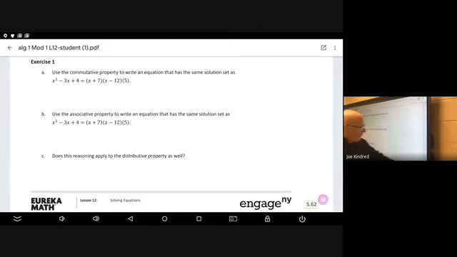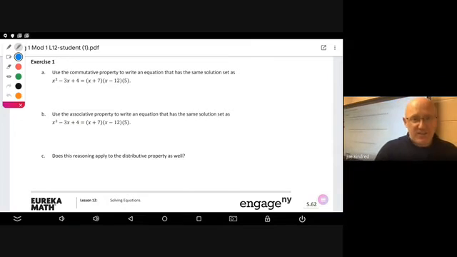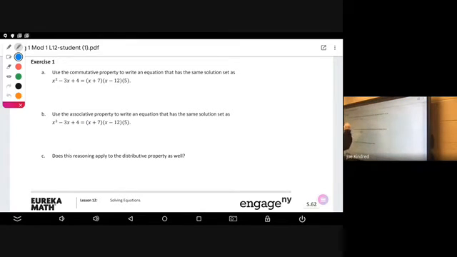Here's another example. It says, exercise 1A, use the commutative property to write an equation that has the same solution set as this. So here we go. The commutative property says we can switch the order. We can switch the order. So I might write it like this.